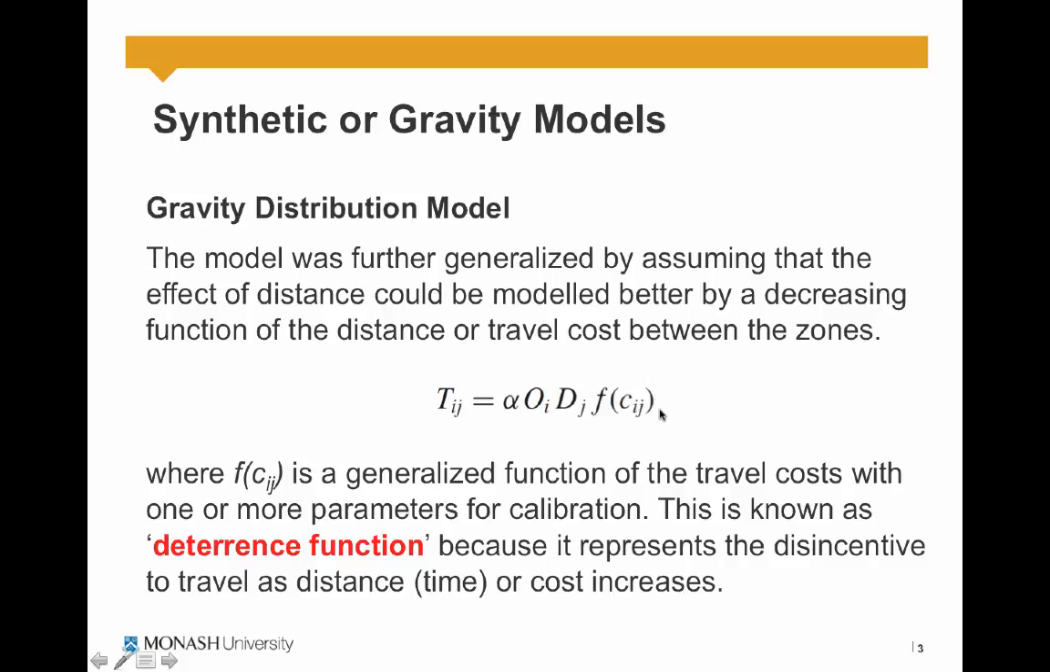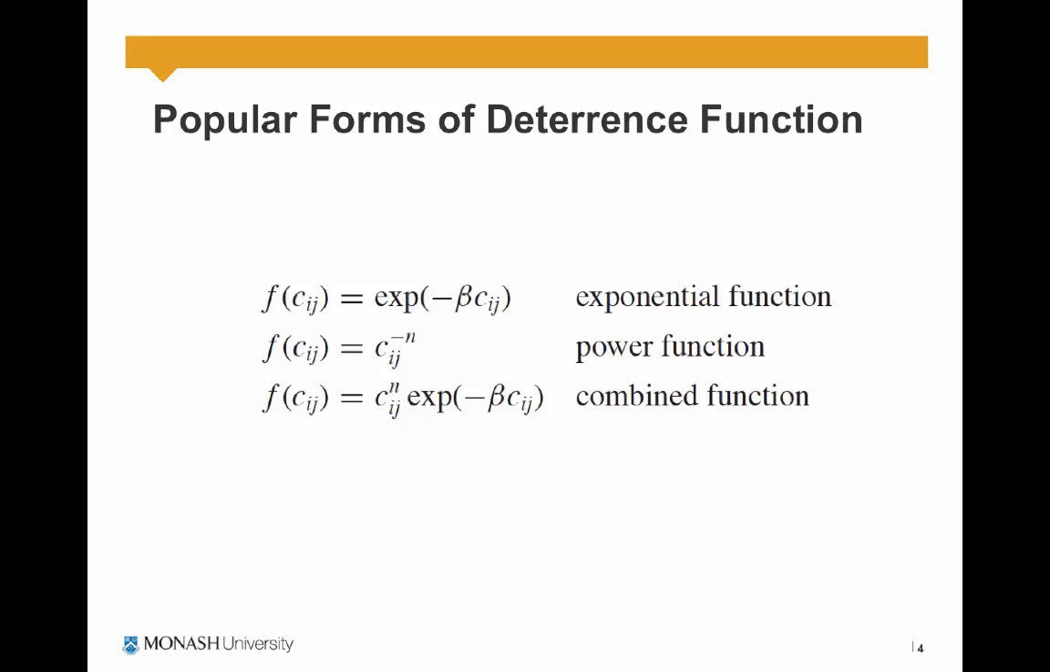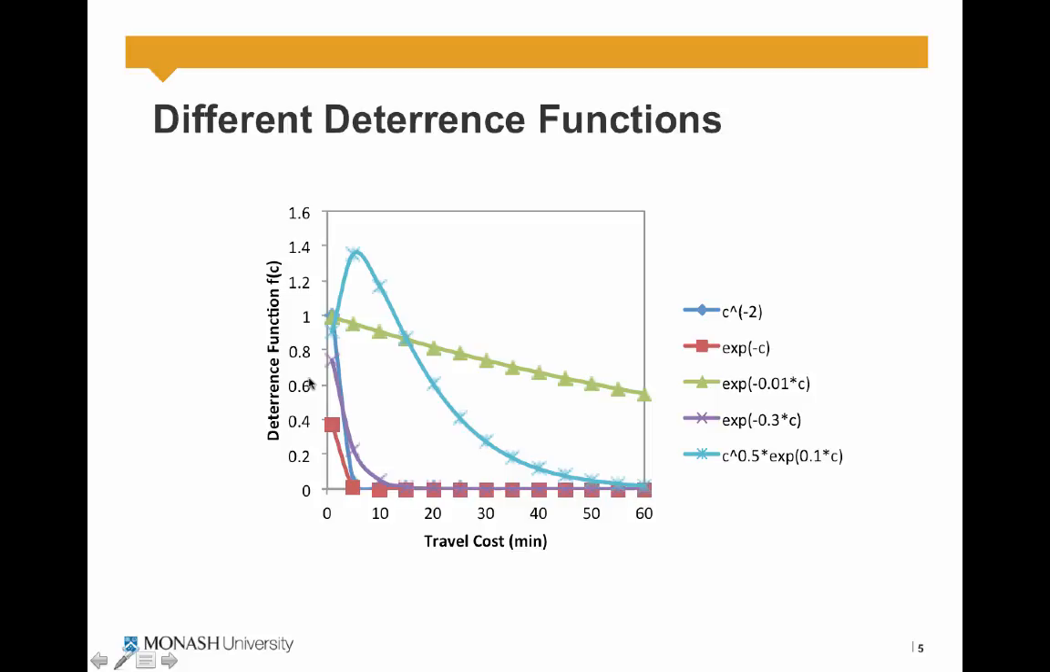This generalized function of travel cost is also known as the deterrence function because it represents the disincentive to travel as distance or time or cost increases. There are different forms for the deterrence function. You can consider an exponential function or a power function or a combined exponential and power function. But how are these different? Here is a visual comparison of different deterrence functions and how they look.